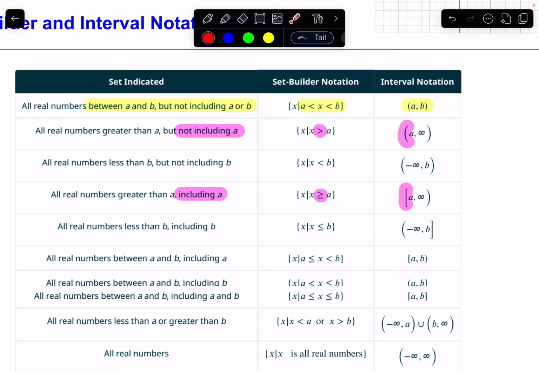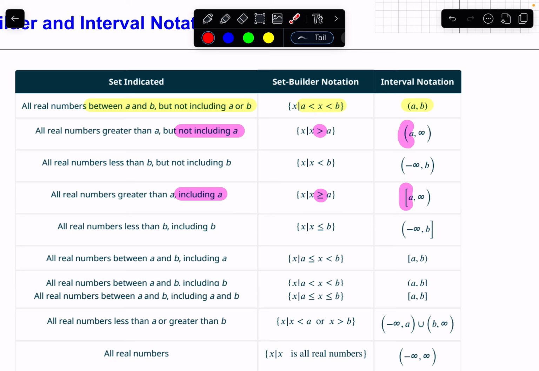Notice that this symbol and this symbol do not have the little bar underneath that means "or equal to." These are just strictly less than symbols, because that's how we indicate that we are not including those endpoints. As opposed to this one down here, which is a greater than or equal to symbol. Notice that little line underneath tells us to include A. So up here, no equal signs underneath, so we are not including A or B.